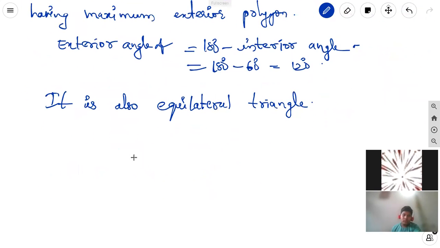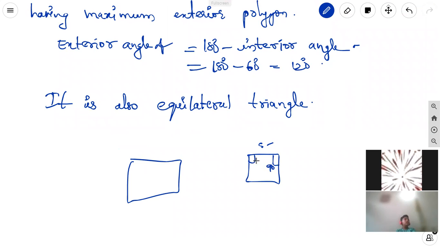Suppose we are taking the quadrilateral, a square, for the example. Square has 90 degrees interior angle, then the exterior angle is also 90 degrees. So both are the same. So here interior angle is more than 60, exterior angle is less than 120 degrees. So in both cases, for maximum exterior angle and minimum interior angle, the suitable regular polygon is the equilateral triangle. Okay.